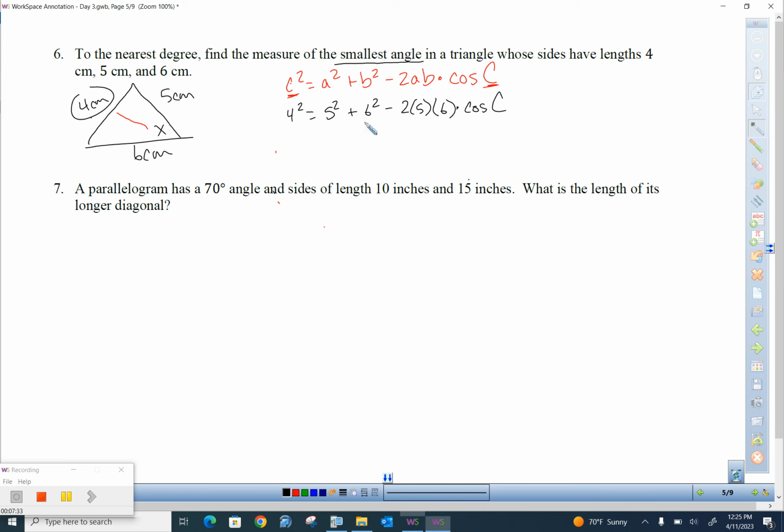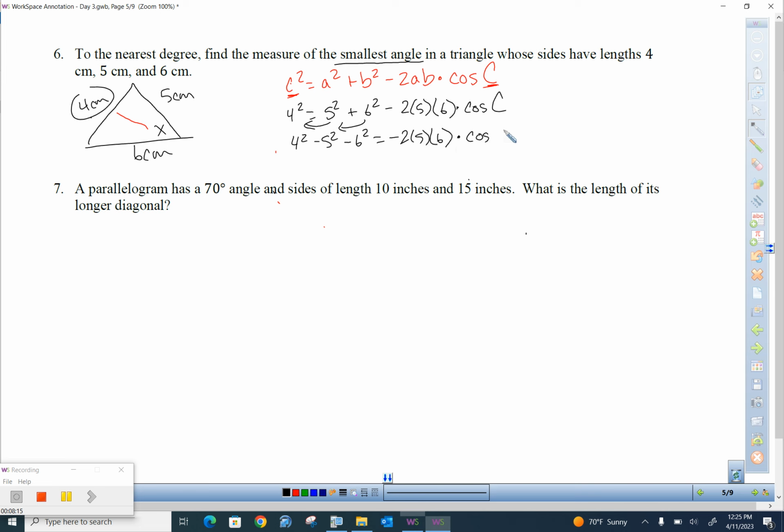Okay. From there, we have to watch order of operations. We've got exponents, we've got addition, subtraction, and multiplication. I can't type this whole thing into my calculator, because order of operations says I have to multiply before I add or subtract. And because I don't know C, I can't multiply these together. So to avoid that, we're going to move the addition and subtraction over to the other side so that those squareds are friends. So that looks like 4 squared minus 5 squared minus 6 squared. And then we're left with this negative 2 times 5 times 6 on this side.